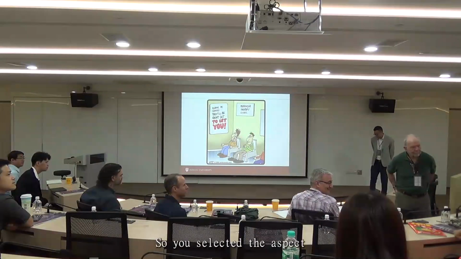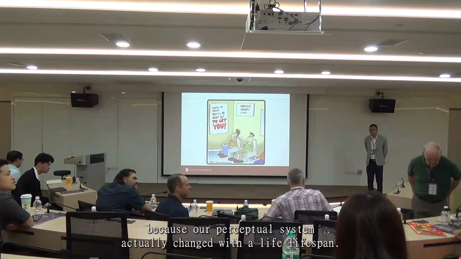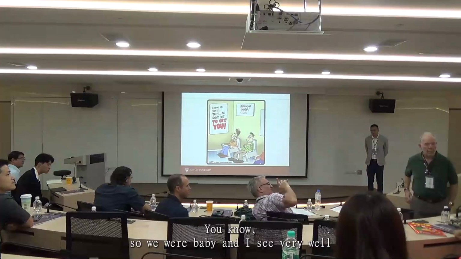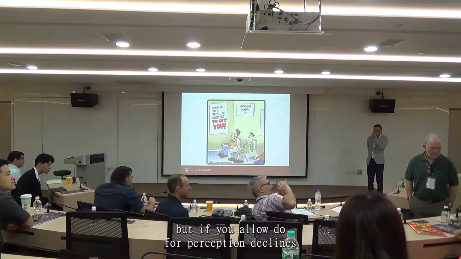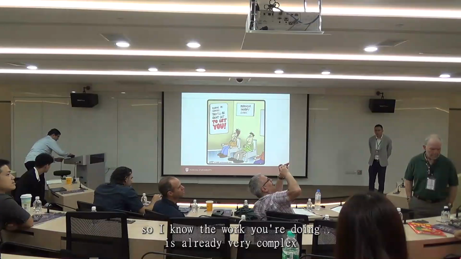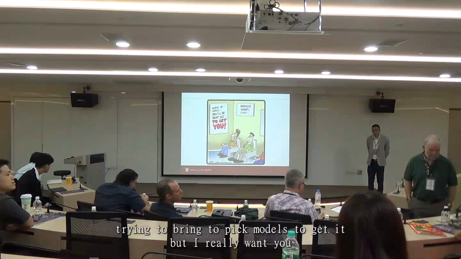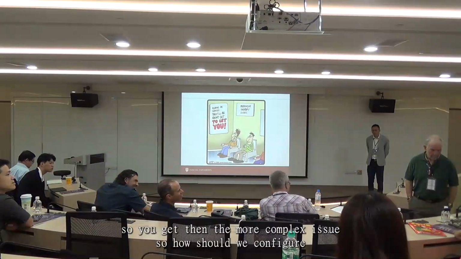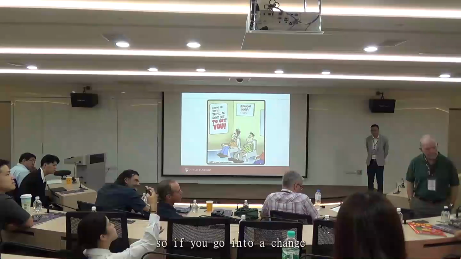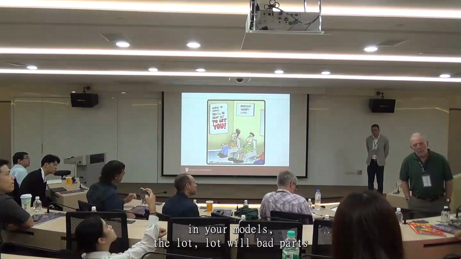I'd like to throw in a slightly different aspect, because our perceptual system actually changes over our lifespan. When you were a baby, you could not see very well, but when you become older, the perception declines. I know the work you're doing is already very complex, trying to bring two big models together, but I really want to throw in another more complex issue. How should we configure developmental change in your models? What will be the parts?